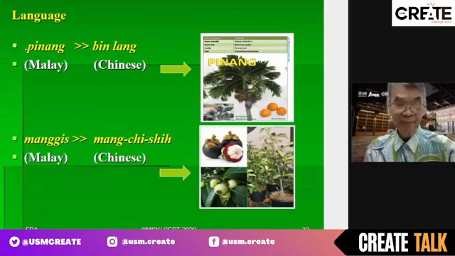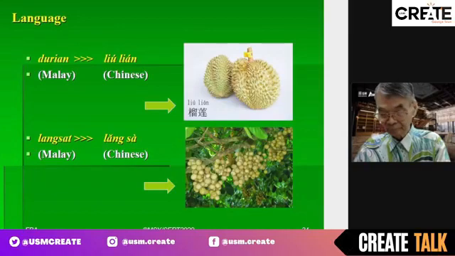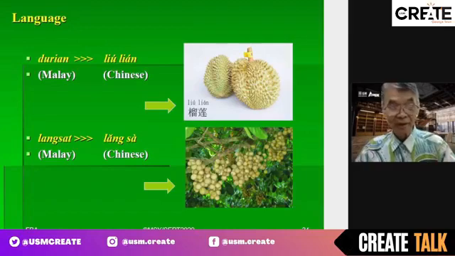And the next one, durian, and the last one, langsat. There are many other fruits, but leave it at that. Now we move on to another part.